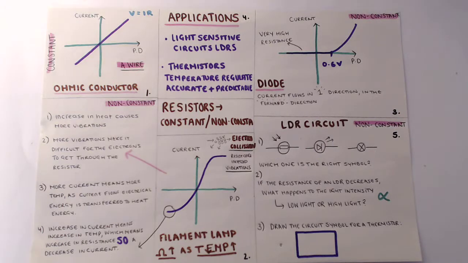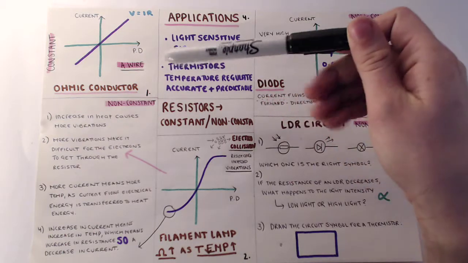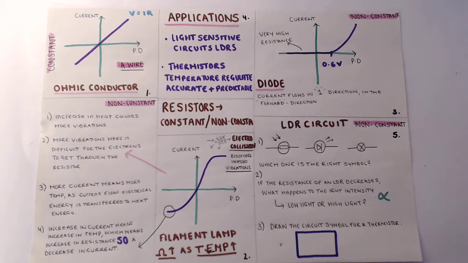Today we're going to look at what an ohmic conductor is, and then we're going to look at other types of conductors, and we're going to focus on the idea that resistance is not always constant. So over at this side of the page we have an ohmic conductor. Now an ohmic conductor is something that follows Ohm's laws.